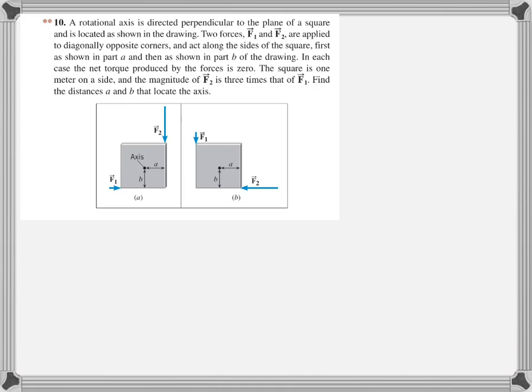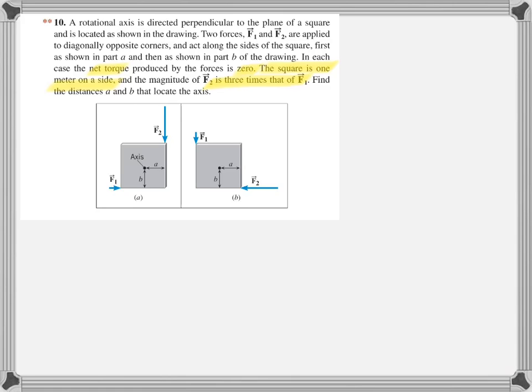in the drawing. Two forces, F1 and F2, are applied to diagonally opposite corners and act along the sides of the square, first as shown in part A and then as shown in part B of the drawing. In each case, the net torque produced by the forces is 0. The square is 1 meter on a side, and the magnitude of F2 is 3 times that of F1. Find the distances A and B that locate the axis.